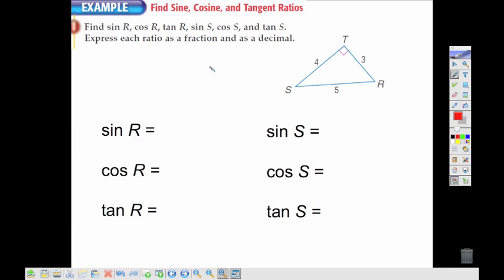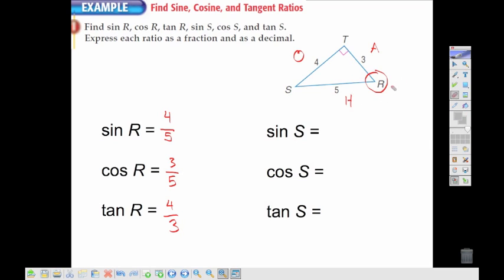In this problem, we are asked to express each of these ratios as a fraction and a decimal. So let's do it as a fraction first. Notice in this set we're looking at the angle r, and that's important because looking at the angle r, as I label, this is my hypotenuse. If we're looking at r, this would be opposite of r, leaving this as the adjacent to r. Our sine we need to remember as opposite over hypotenuse, so we have 4 over 5. Our cosine would be the adjacent over the hypotenuse, so 3 over 5. And our tangent is the opposite side, 4, over the adjacent side, 3.